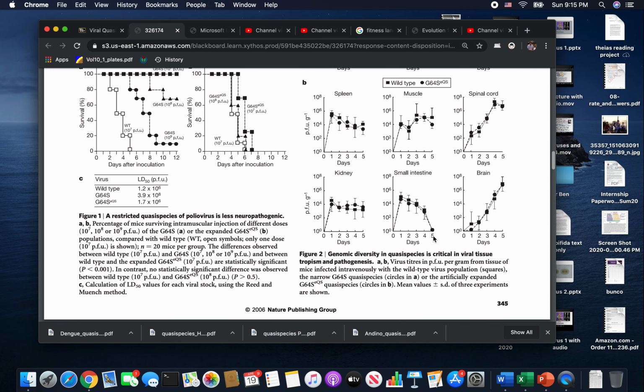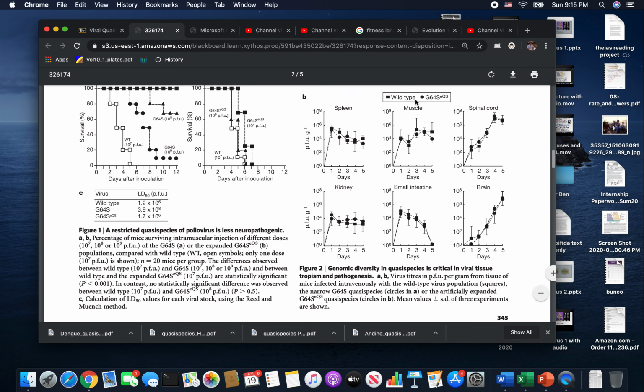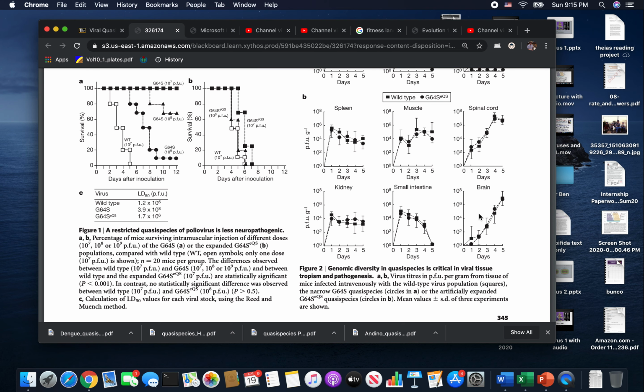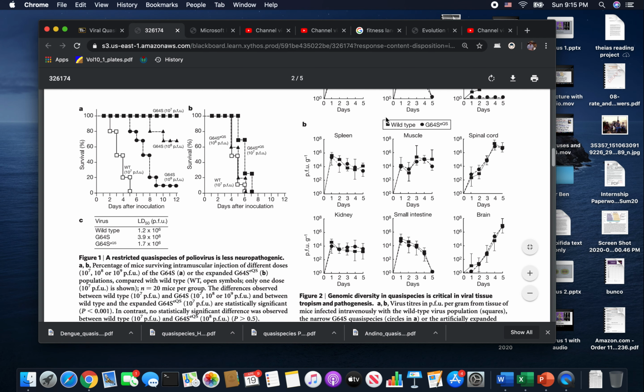And so shown down here is the difference between the wild type and the G64S, but enhanced quasispecies. So where we start out with the mutations. And if you look, every graph is basically the same because it's able to do everything if it either starts with all the mutations or if it makes the mutations when it's already inside the body. Either way, those are paths to success.